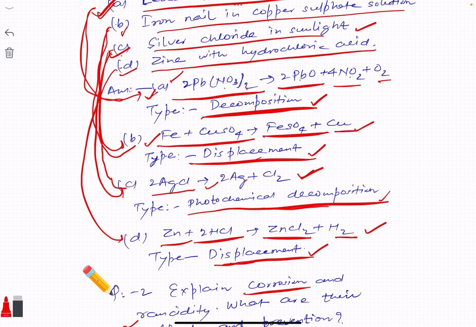Question number D, zinc with hydrochloric acid. When zinc reacts with hydrochloric acid, it gives ZnCl2 + H2. It is a type of displacement reaction.